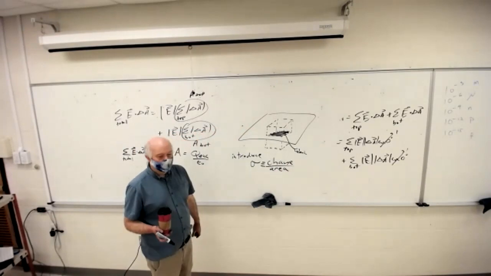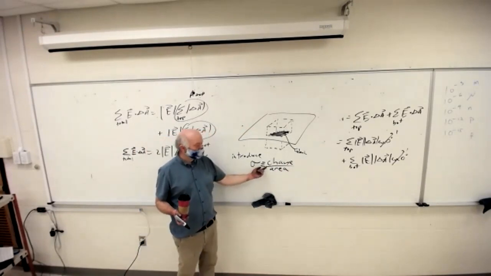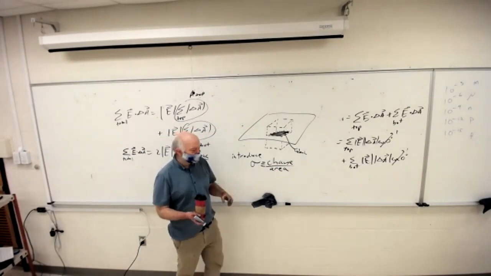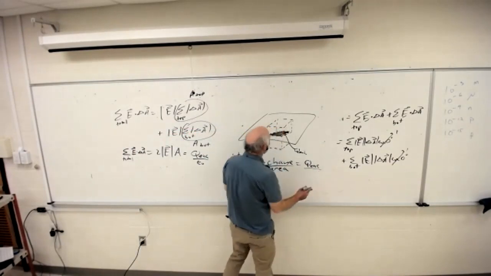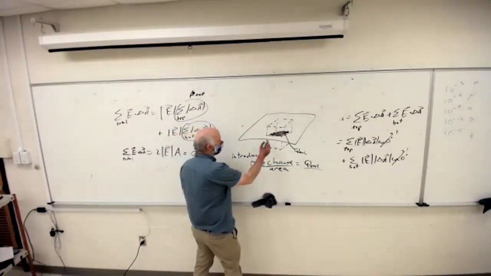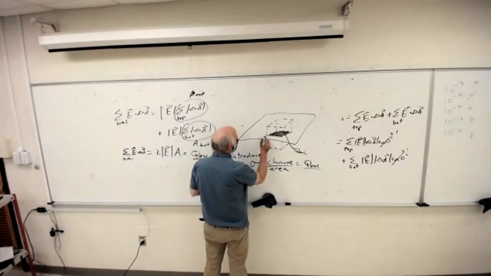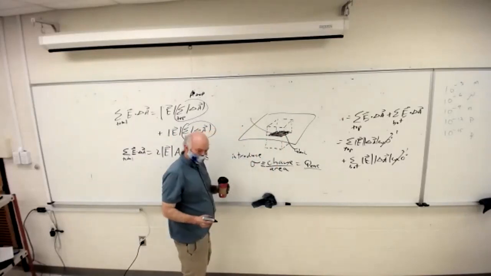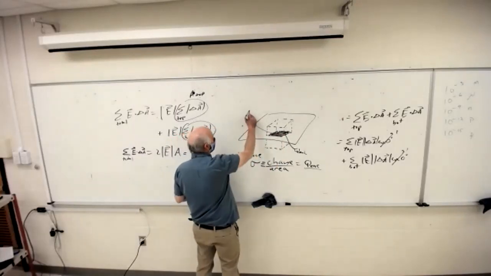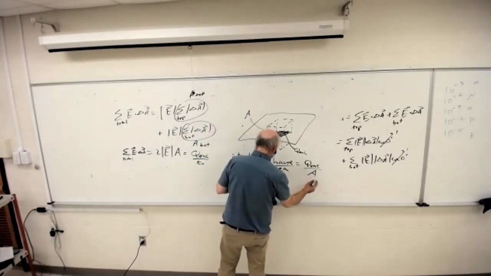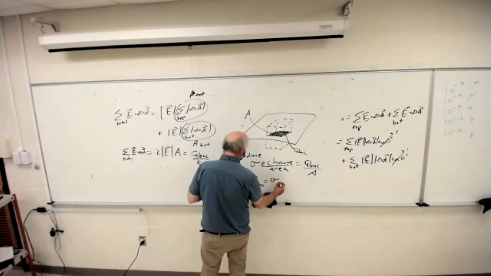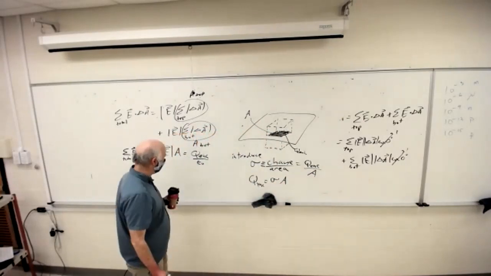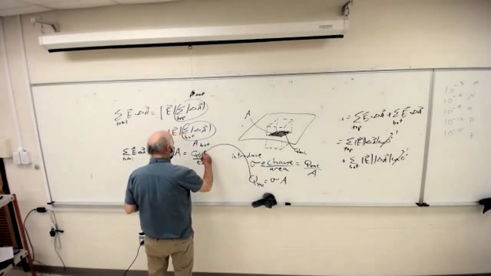Okay, Grant Stone. What is the charge enclosed in the Gaussian surface? Over what area is it distributed? What would be this area right here? This is A. So this Q enclosed is sigma times A. And that goes into here.